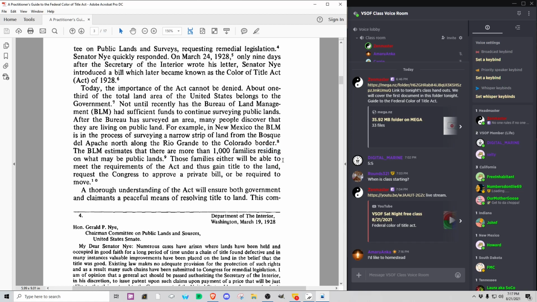Those families either will be able to meet the requirements of the Act and thus gain title to the land, request the Congress to approve a private bill, or be required to move. So what does that mean? It means that you can still do a private bill. Just because this act was passed didn't mean that they got rid of the capacity for you to go and put in a private bill to Congress for the title.